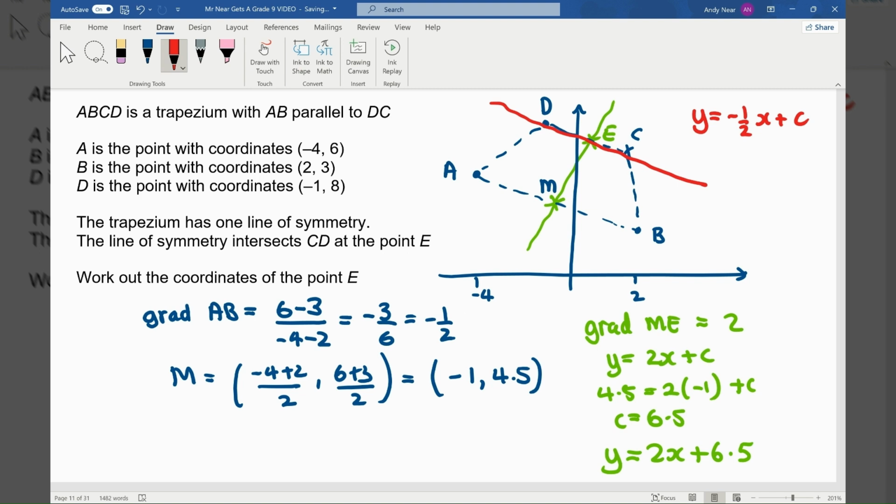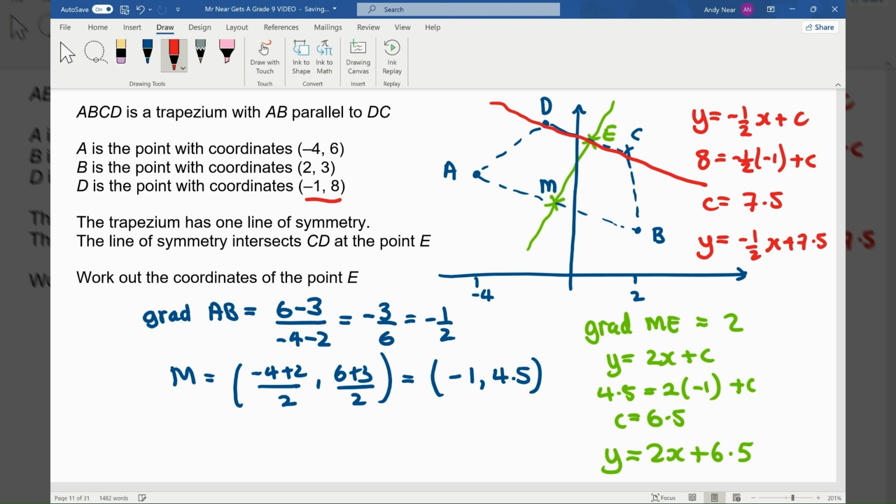But this red line needs to go through D, and D has coordinates -1, 8. So 8 here is the y coordinate when x is equal to -1. And so if this is +1/2, we take the half from here, c is equal to 7.5. So the equation of the red line is y equals -1/2x plus 7.5.